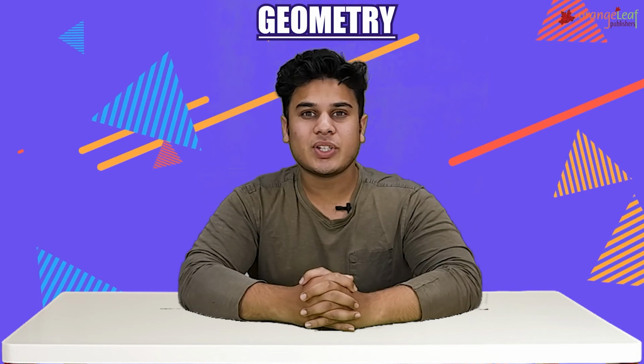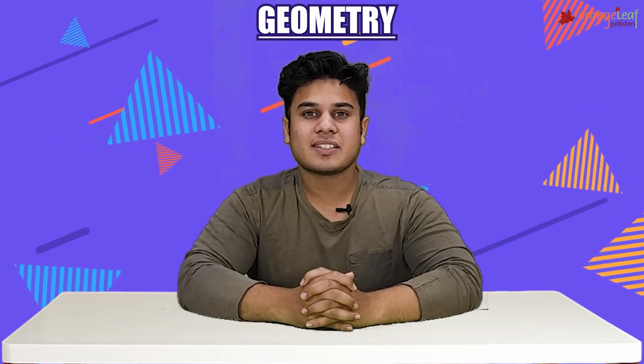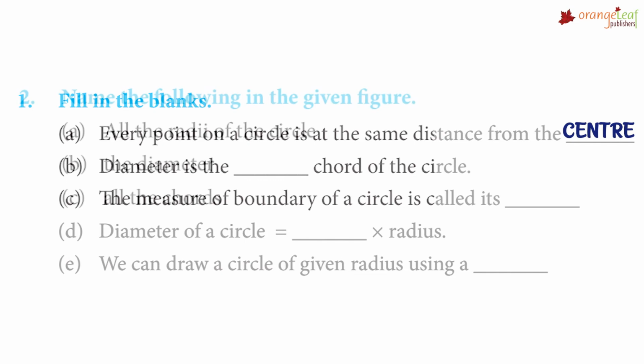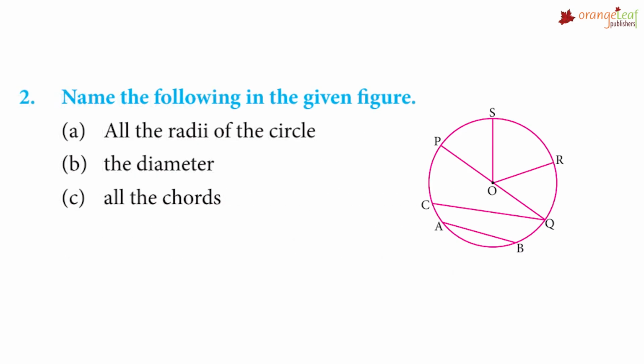Now I hope you understood that. Let's test it with an exercise. Let's fill in the blanks. Every point on a circle is at the same distance from the center. We now have to name the following in the given figure. The radii in the given circle are OP, OS, OR and OQ.